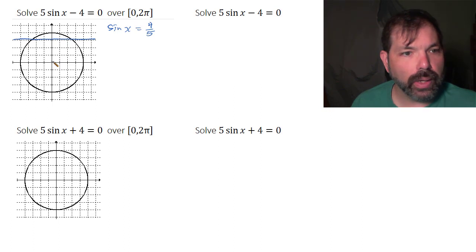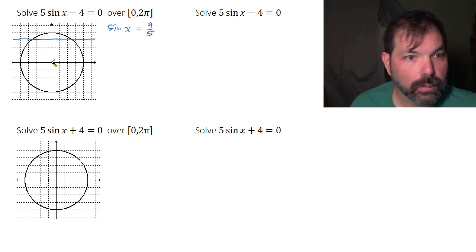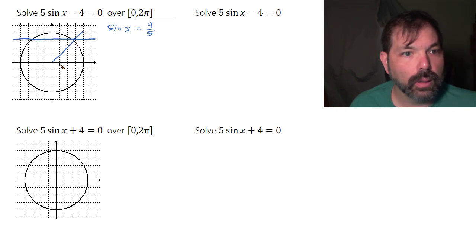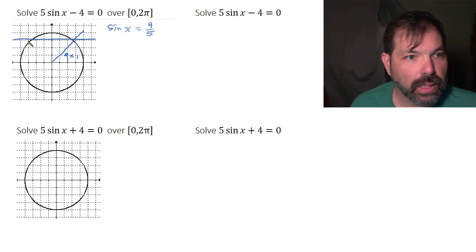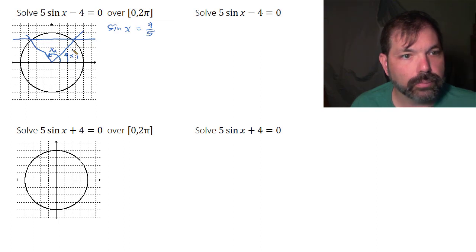Alright, so then my two angles. Here's one angle. Alright, so here's my x1. And my second angle. So there's my x2. Alright, x1 comes directly from the inverse function. x1 is the sine inverse of 4/5.